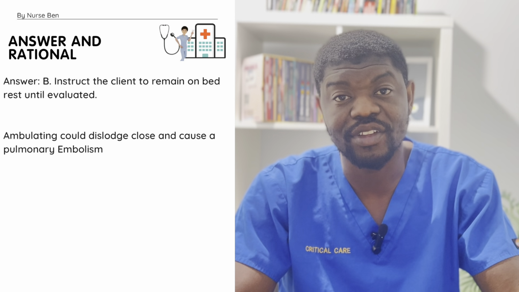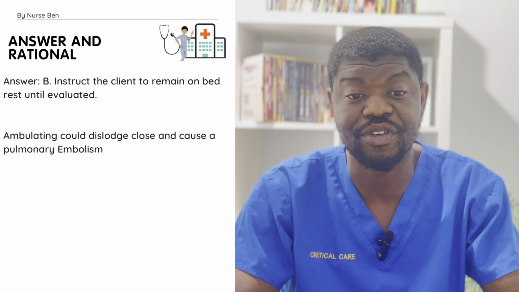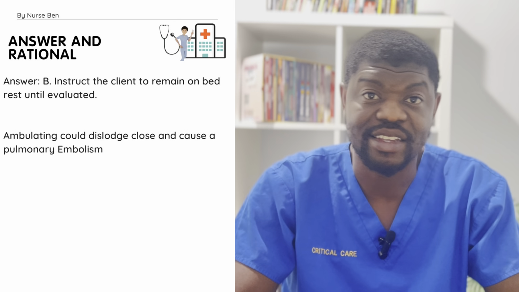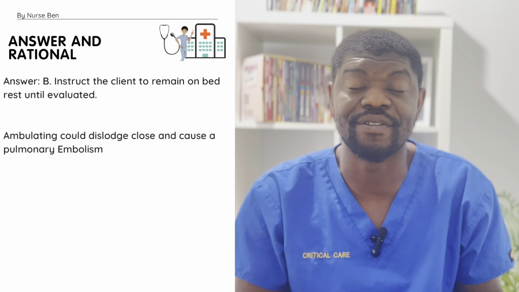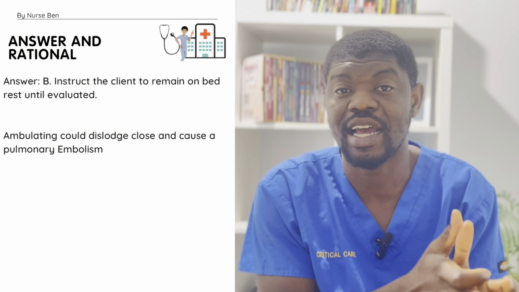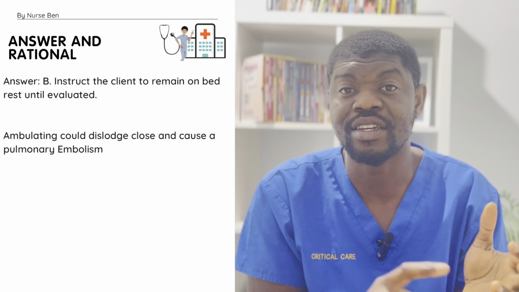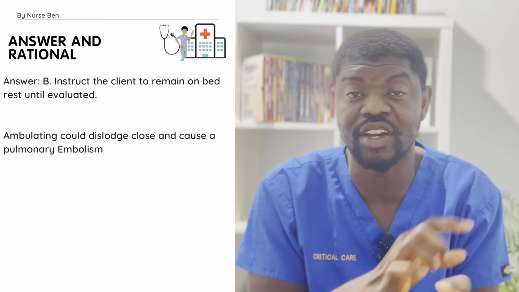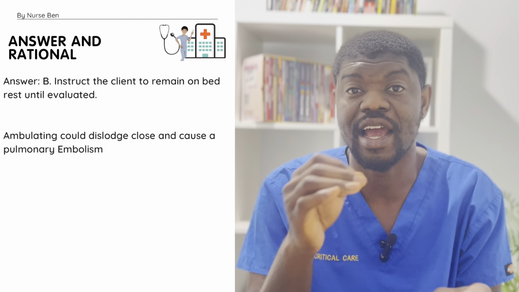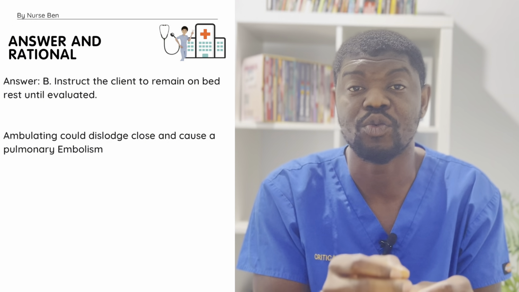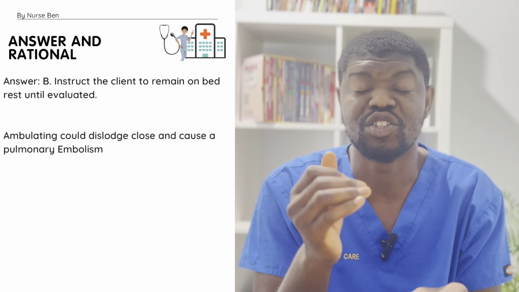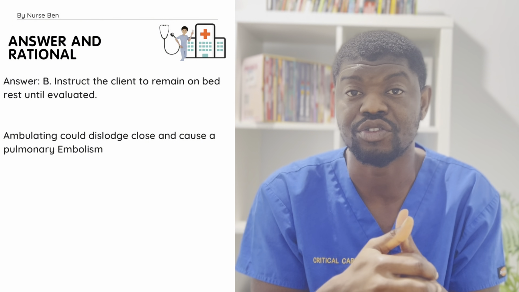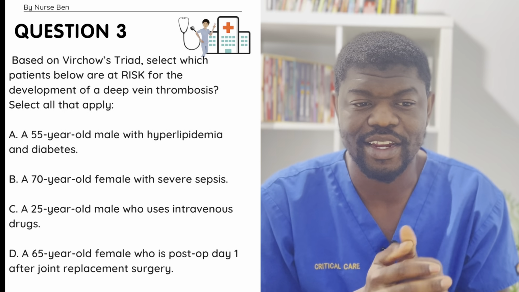So the correct answer for this question would be to instruct the client to remain on bed rest until this is evaluated. Now, the reason for this is that if the client actually has a DVT, ambulating is likely going to cause a dislodgement in the clot, which can travel into the lungs and cause a pulmonary embolism. So you want to first evaluate and make sure that the client doesn't have a DVT, and then you can go on to ambulate.